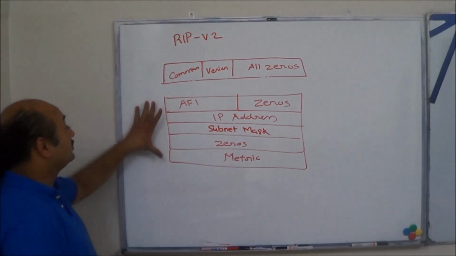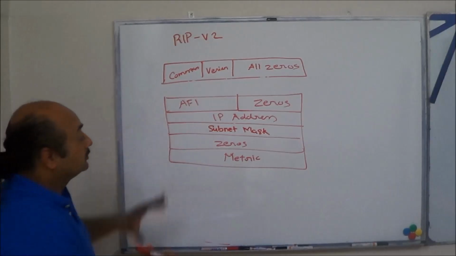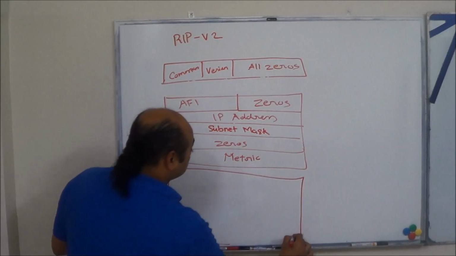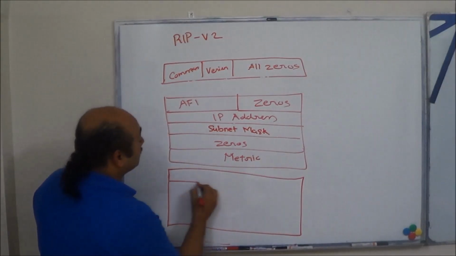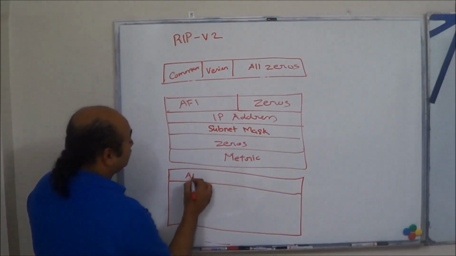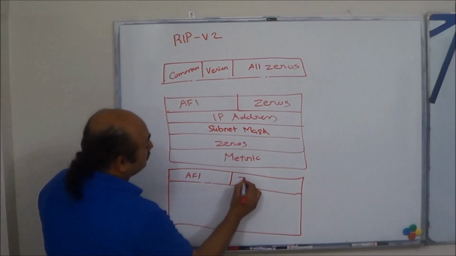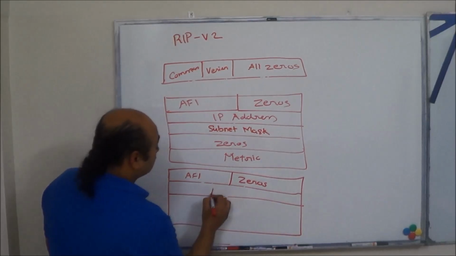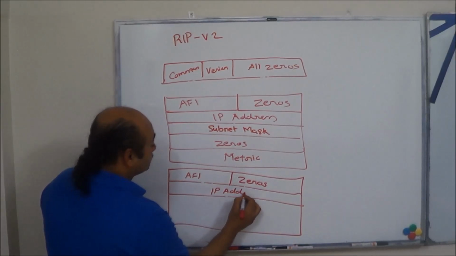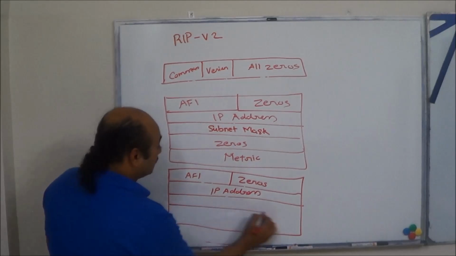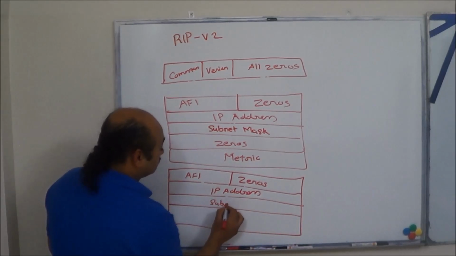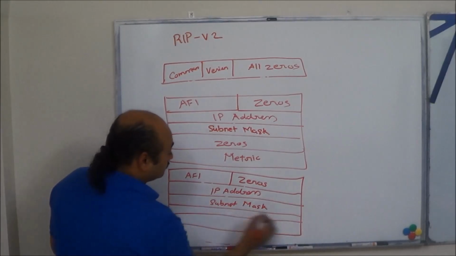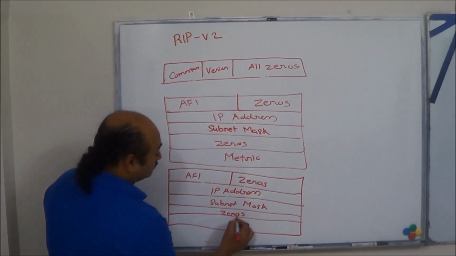Now we know that this is for one network. Similarly, if there is another network, we need to have another 20 bytes. This would again be AFI, zeros, whatever it is, IP address, subnet mask, zeros and metric.